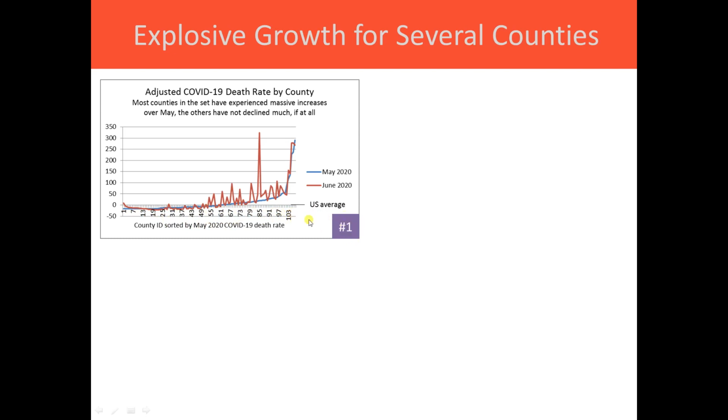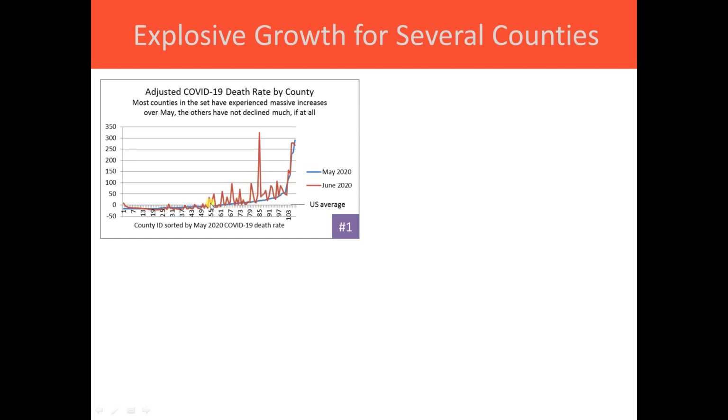This is pattern number 1, 103 counties, and I ordered them by the May death rate. So from left to right, the death rate goes up. This is the May death rate minus the US average, so whenever something is higher, it's higher than the US average. And then I plotted in red the same counties in June, minus the US average in June.